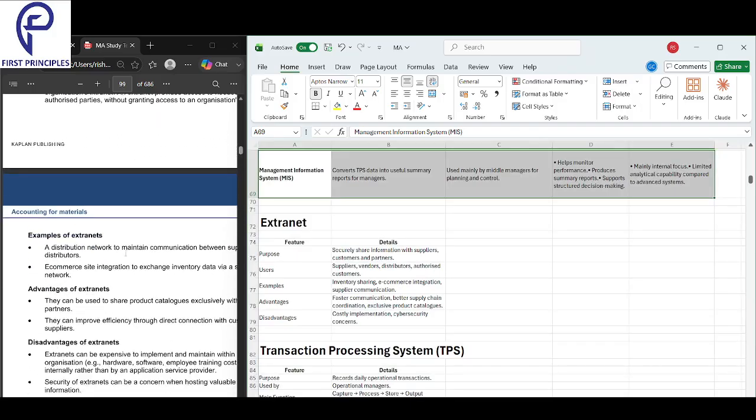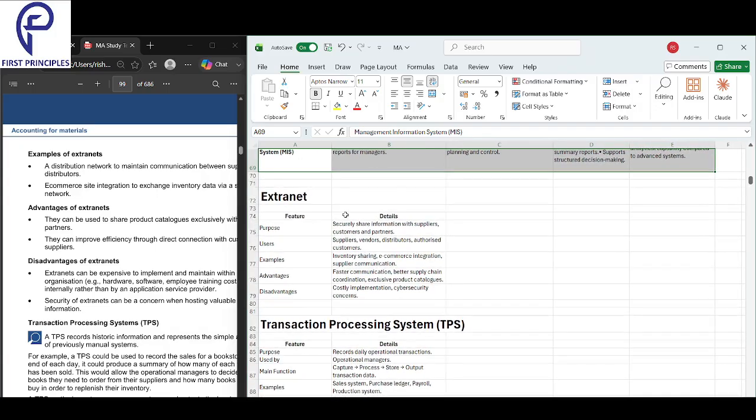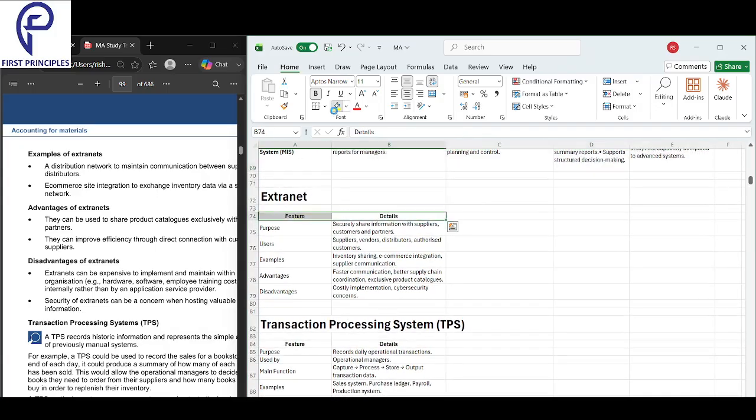So we looked a little bit more into the extranet before we go into TPS in detail. An extranet is basically a private, secure network to share company information with outsiders.